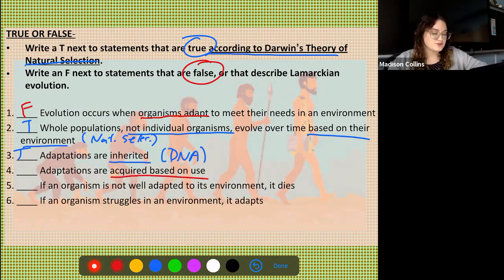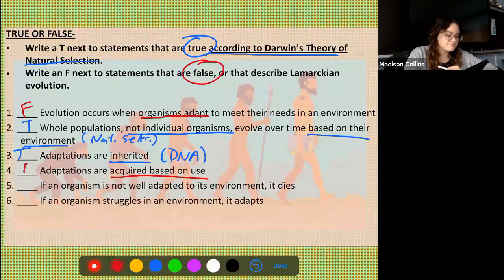All right, number four, adaptations are acquired based on use. So think back to what Lamarck said, right? He said that if that crab worked out its claw a lot, it would create a stronger claw and then pass that on to his offspring. Is that true though? Nope, that's going to be a false one.